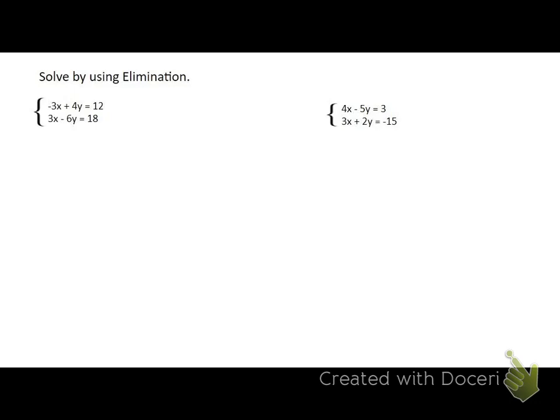So in order to eliminate which variable here? 3. So in order to eliminate the 3, am I going to add these two equations together or subtract them? I'm going to add them.